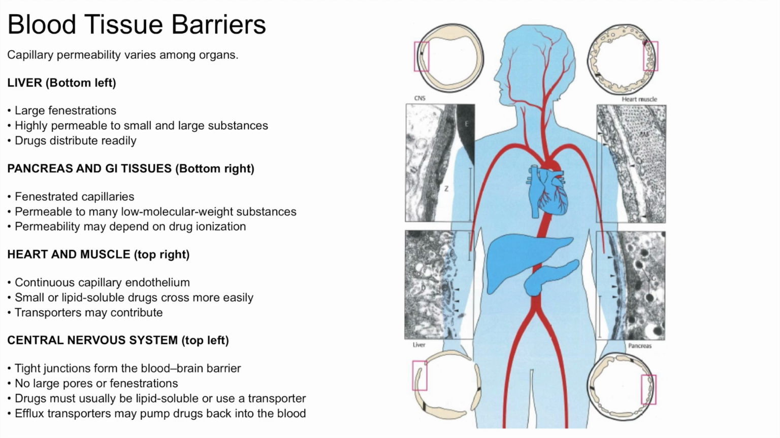The central nervous system is the most restrictive, so tight junctions between endothelial cells form what's called the blood-brain barrier with no large pores or fenestrations. Drugs generally need to be sufficiently lipid-soluble or use specific transporters to enter the brain. Efflux transporters, such as P-glycoprotein, may then pump certain drugs back into the bloodstream.